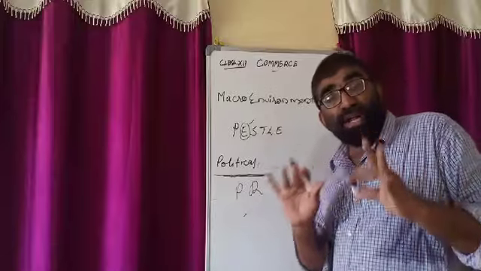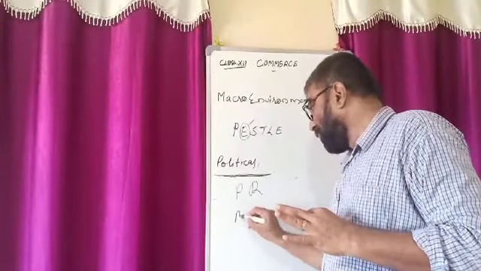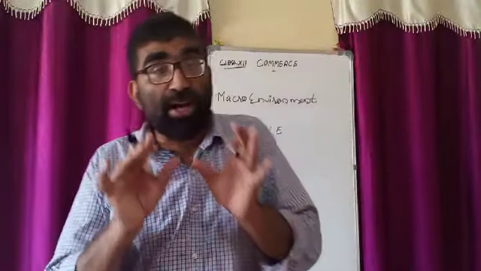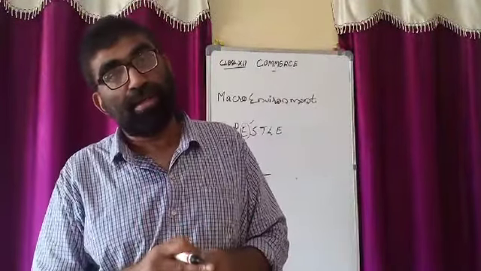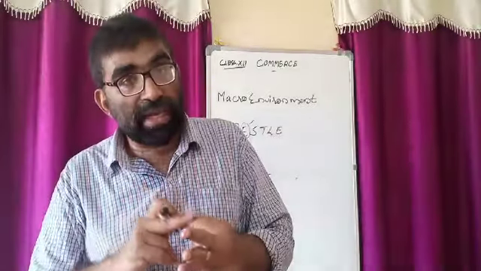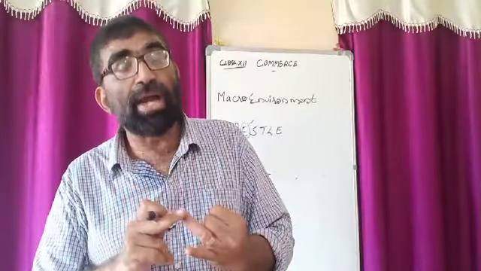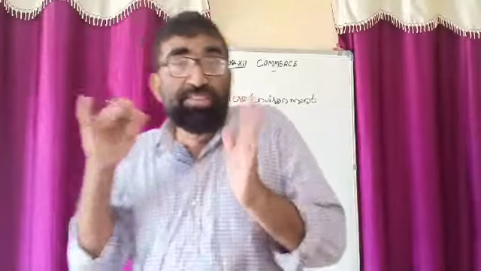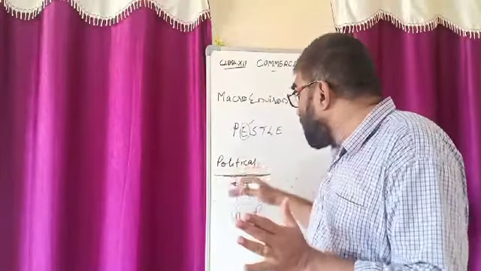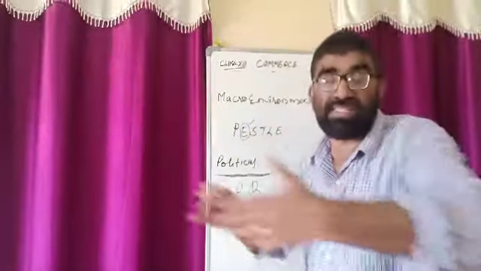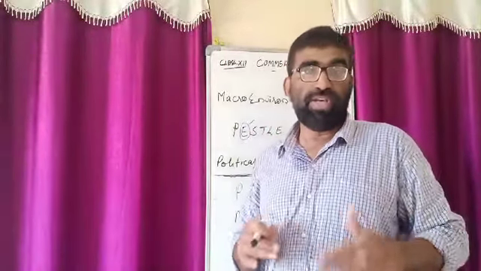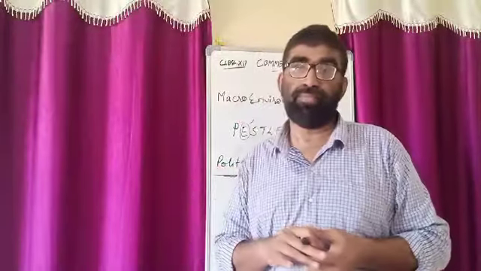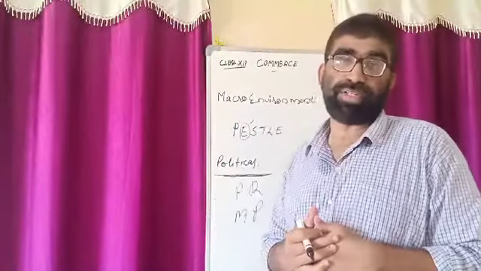then ownership of means of production. What are the means of production? There are 4 factors of production: land, labor, capital and organization are the various factors of production. Its ownership is also mentioned in the economic systems, economic environment, whether it is owned by private individuals or whether it is owned by the government. Ownership of means of production.